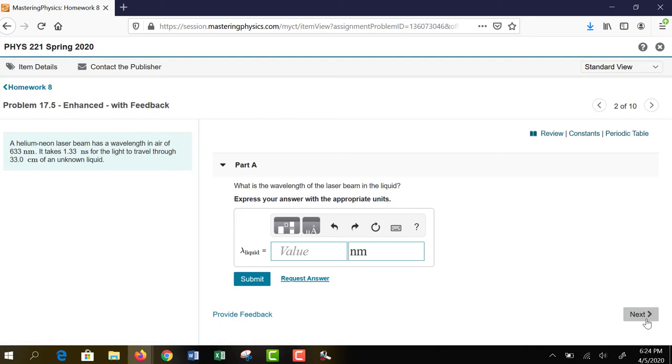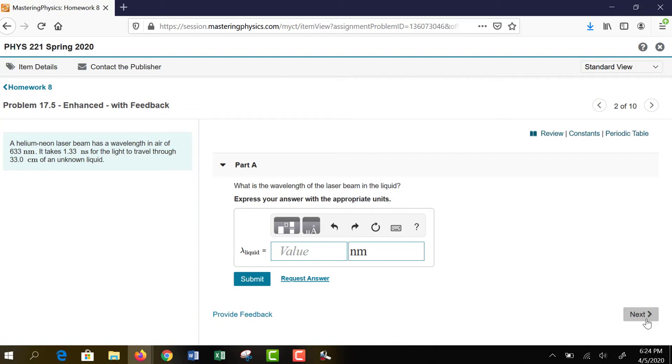Okay, so a helium neon laser has a wavelength of 633 nanometers. It takes 1.33 nanoseconds, so 1.33 times 10 to the minus 9th seconds, for light to travel through 33 centimeters of an unknown liquid. And we want to know what is the wavelength of light in the liquid.